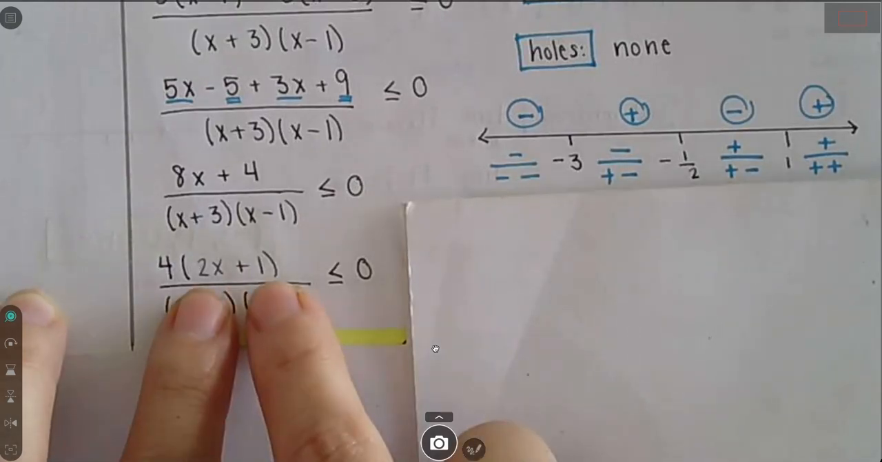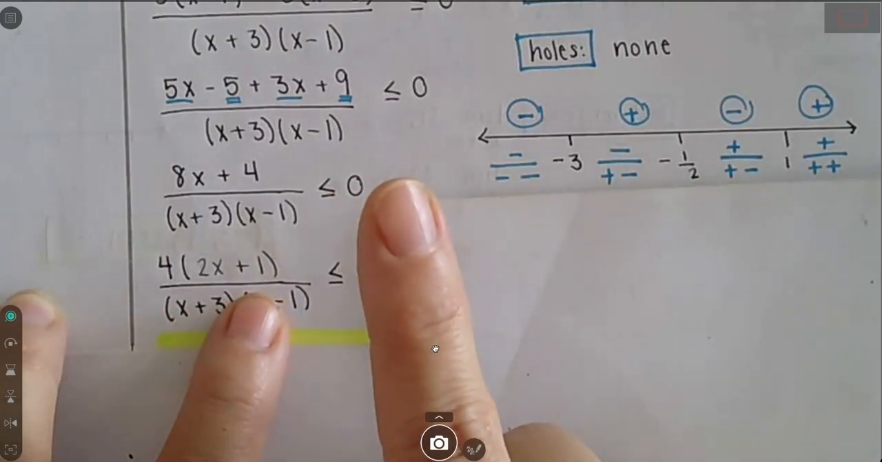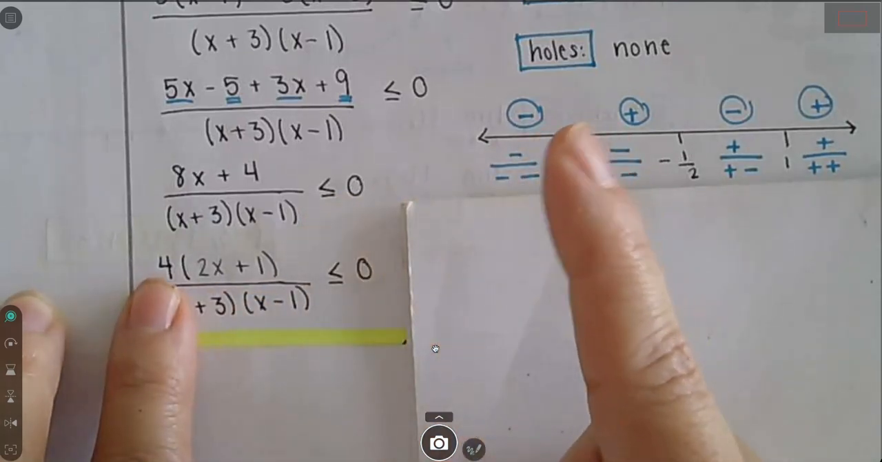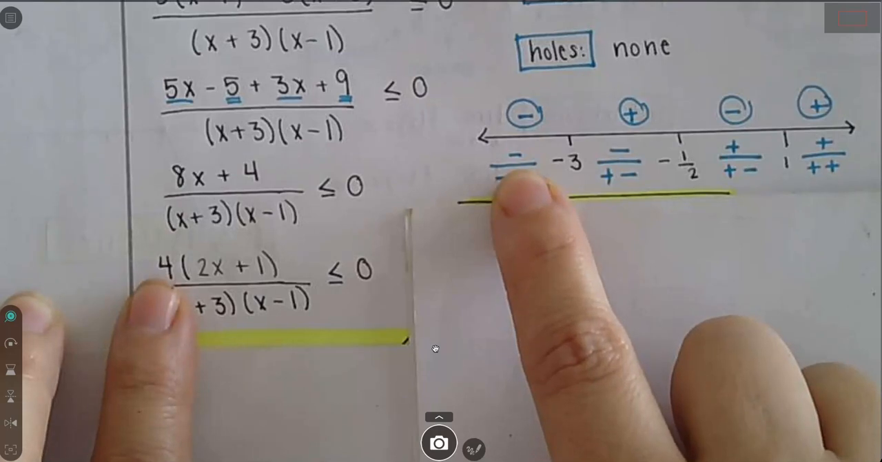If you plug in -5 here, you get -10 plus 1. -10 plus 1 is -9. -9 times 4 is -36. So on top, we're going to get a negative number.